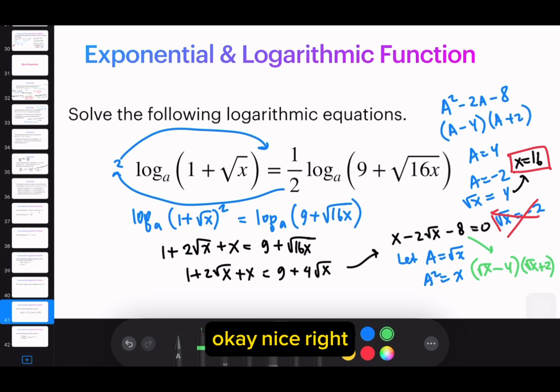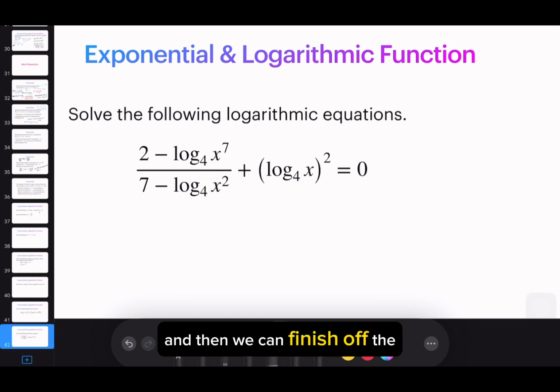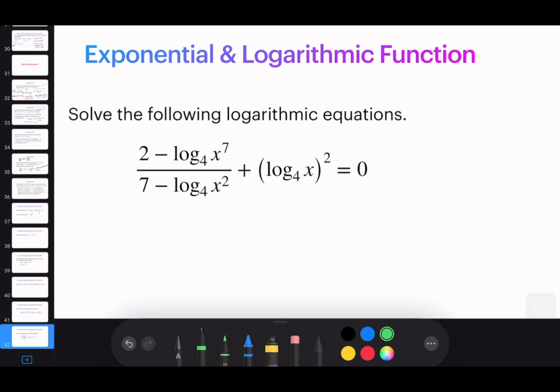Okay, nice, right? Do you think it's a nice question? Okay, I think we can try. I think this will be the last one, okay, and then we can finish off. Okay, this is quite challenging, but you can try first. Let's see.